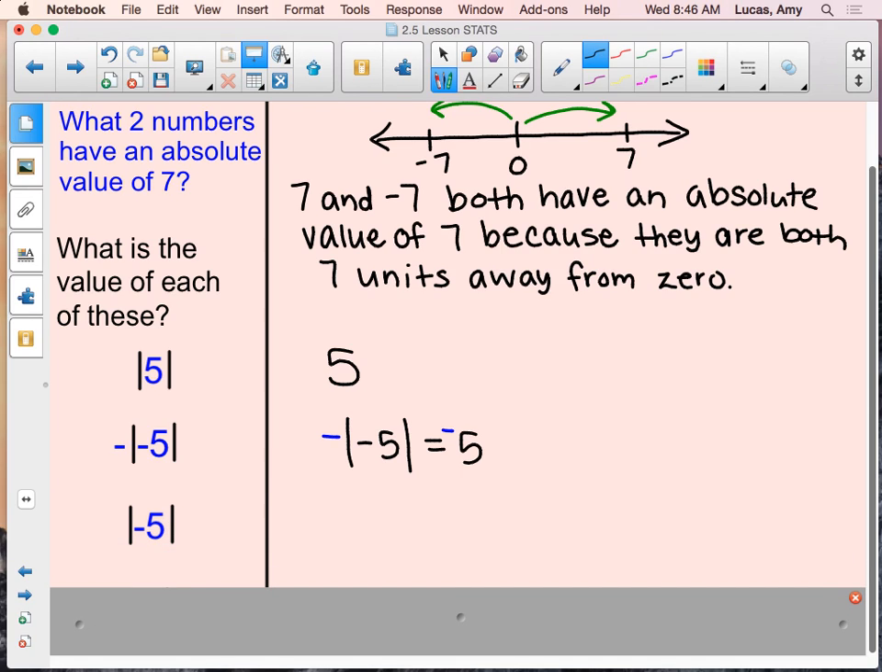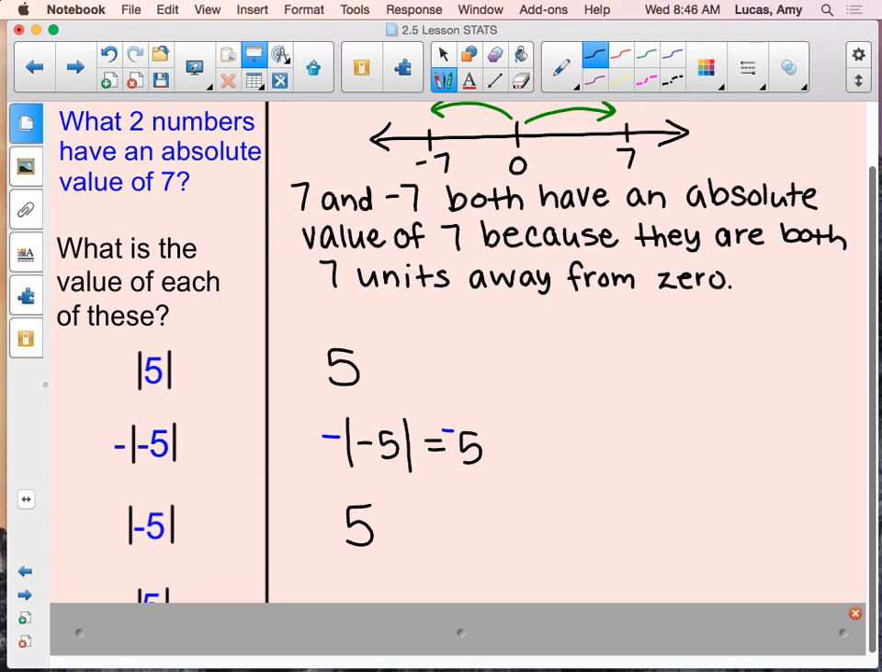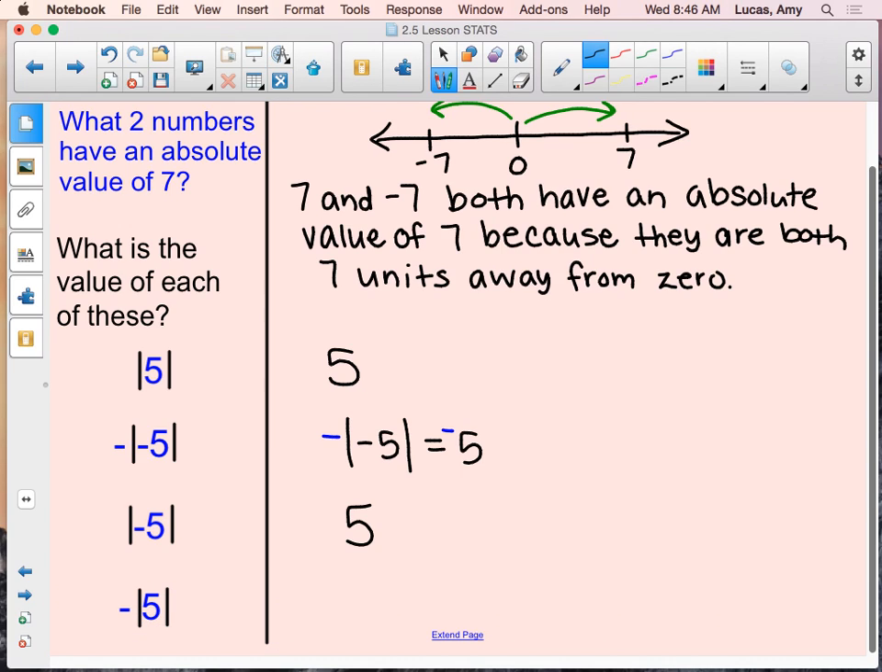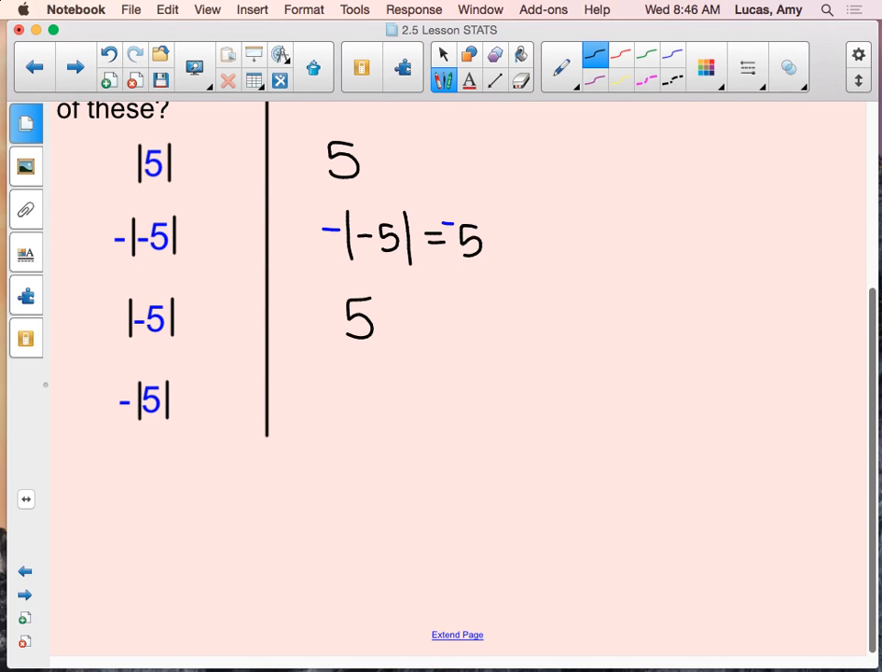Okay, this third one, -5 is 5 units away from 0. So the absolute value of -5 is 5. Hopefully you remembered from a previous class that those two straight bars, those bars on each side of the number, that's the symbol for the absolute value. The two straight bars. And it means distance away from 0. Okay, the absolute value of 5 is 5. But on this one, again, we've got the opposite or the negative sign out in front. So this answer would be -5.